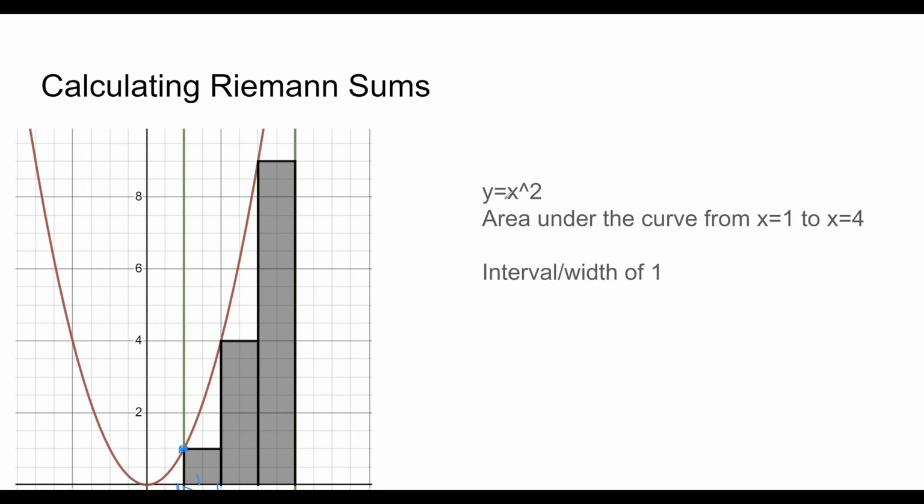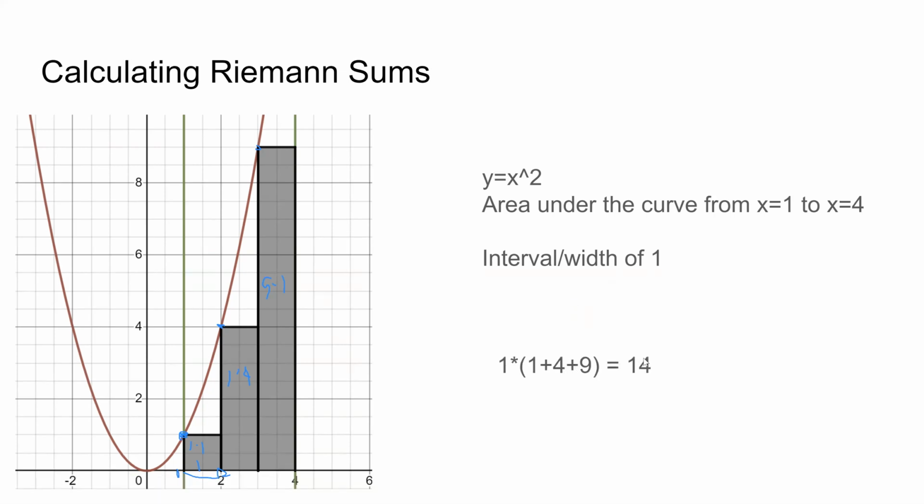So we would do y equals 1 squared, which is 1. So 1 times 1, the height times the width, equals 1. Then we would move to this point over here to find this height. This is 2. We would do y equals 2 squared, which is 4, times the width again. And for this last one over here, this is 3 squared, 9, times 1. All we have to do is add these rectangles together to get our approximation. And so our final answer would be 14.